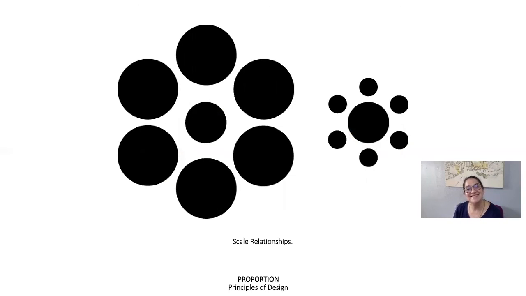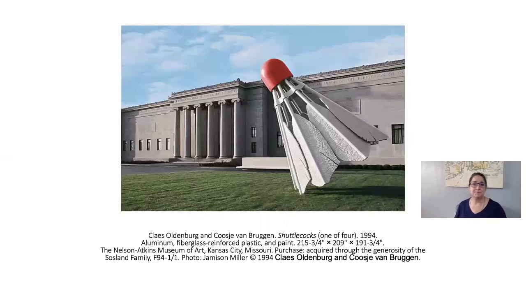Proportion is a principle of design. And again, this is one of those visual tools that make you really question what you're seeing. Much like the one about value, the center circles are exactly the same size, but depending on what's in proximity or next to it, our eye really tells us a different story about the size. So proportion is about relationships of parts of a work of art and how they relate to each other.